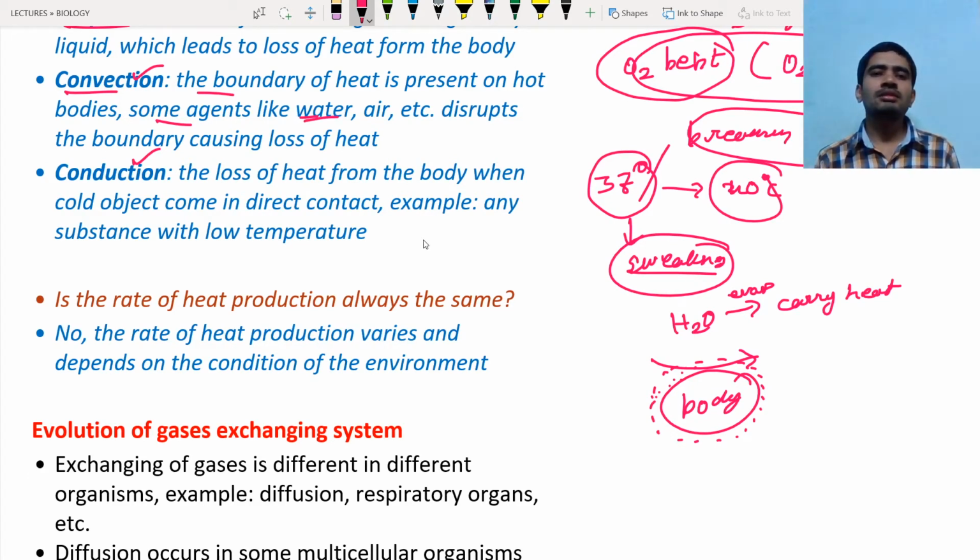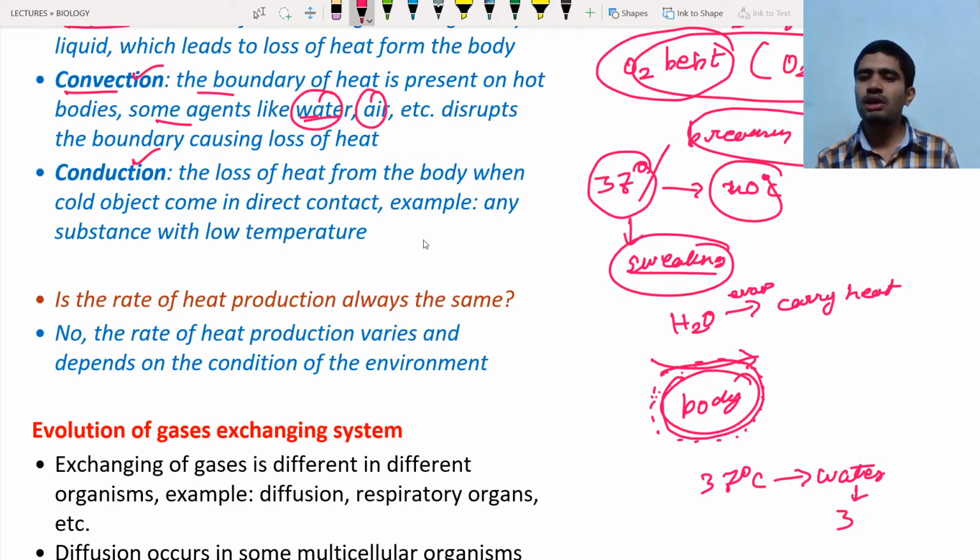As usual, what will happen? The temperature of this body is going to decrease. Why? Because the layer of heat around the body is washed away or taken away by water, air, etc. For example, if your body is at 37 degrees Celsius and you wash your hand with water, the temperature will decrease to around 35 degrees Celsius. The water is carrying away around 2 degrees Celsius from your body. This is the main reason.